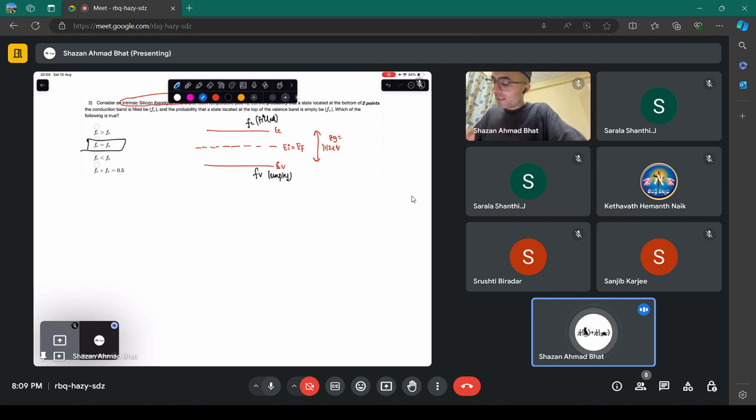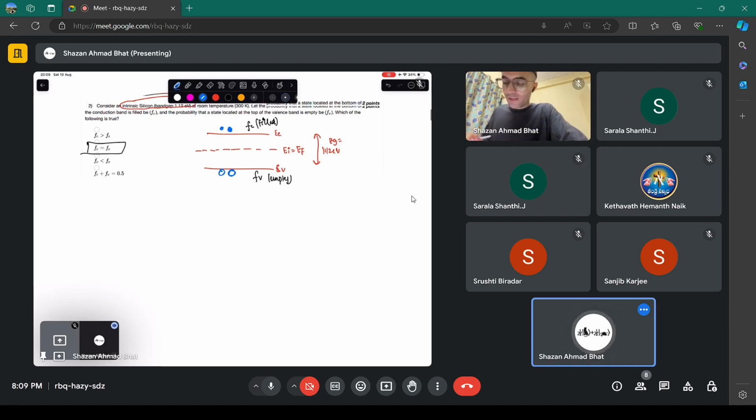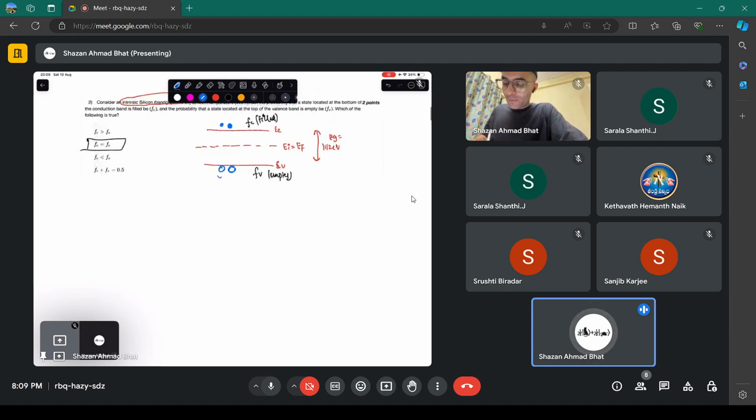Another simplistic, but correct, explanation will be that the number of electrons created here will be equal to the number of holes here. If there are two electrons here, that means they have come from somewhere here. If we're talking about a pure intrinsic semiconductor, the probability of these being empty is equivalent to the probability of these being filled, because they are definitely coming from here. So if there are, let's say, two holes, there will be two electrons here.